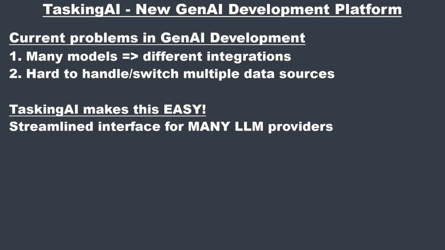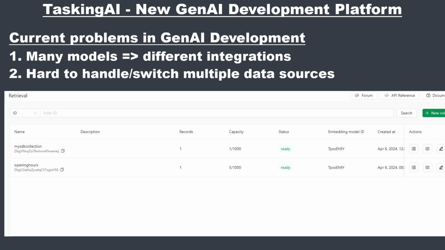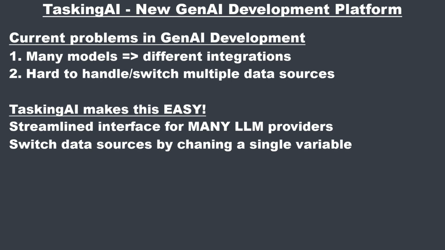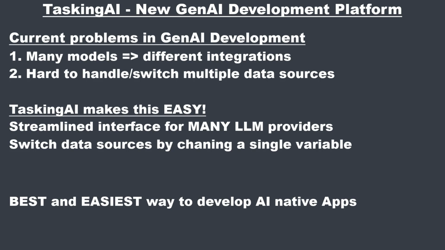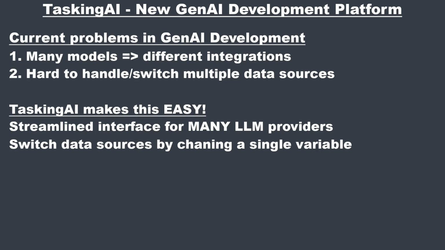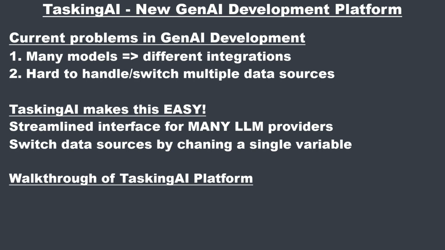This integration streamlines the process significantly, removing the complexities usually associated with handling multiple systems. Additionally, TaskingAI efficiently manages various data sources and vector stores, a task that used to be cumbersome. By reducing complexity and enhancing efficiency in integrating and managing different AI components, TaskingAI revolutionizes the approach to developing AI-native applications. I will walk you through the TaskingAI platform and show you its capabilities.